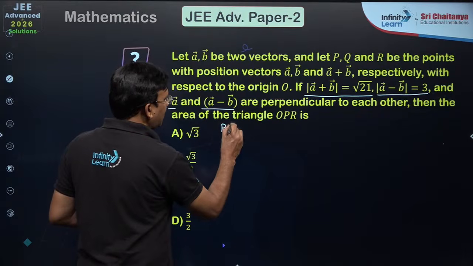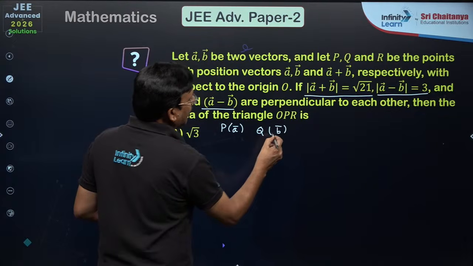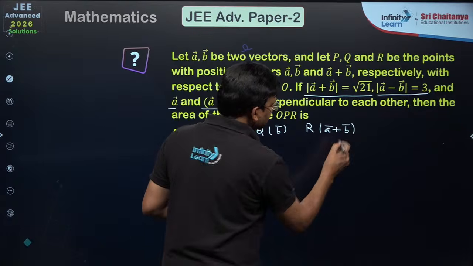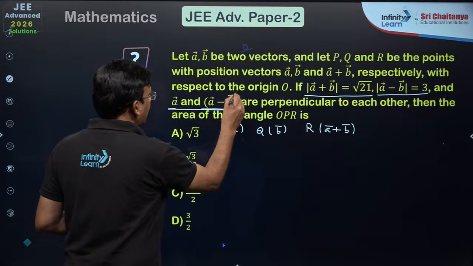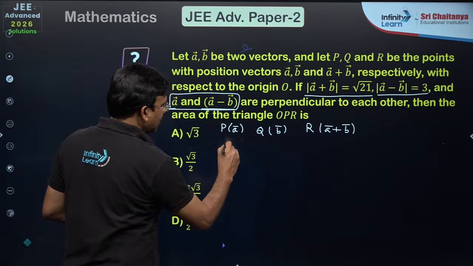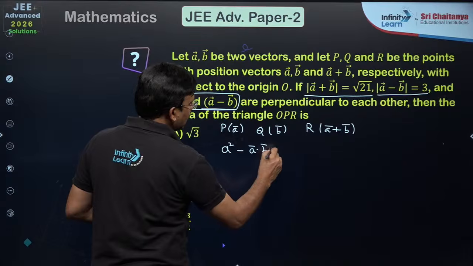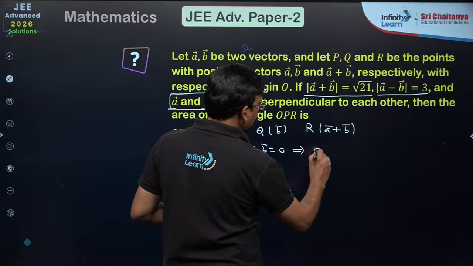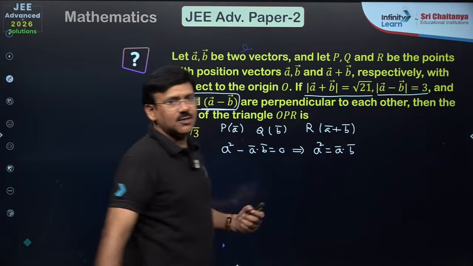Let the point P be A bar and Q be B bar, and as he said, R is nothing but A bar plus B bar. First point to note is these two are perpendicular, so their dot product is 0. A bar dot A bar will become magnitude of A square, minus A dot B, which is going to be 0 because they are perpendicular. So it's very clear that A square is going to be A bar dot B bar, first point.